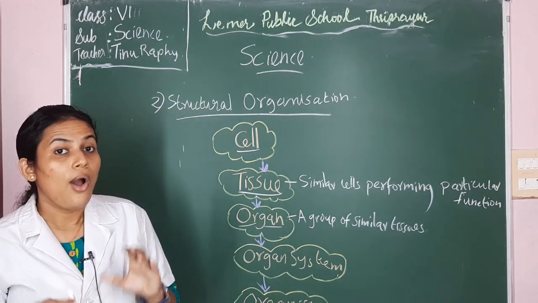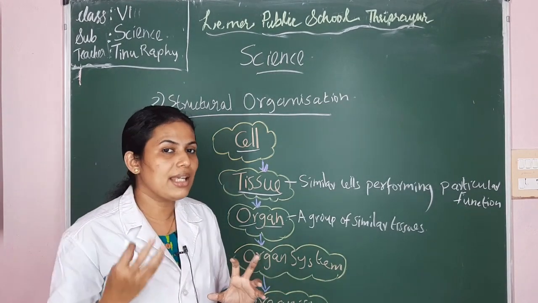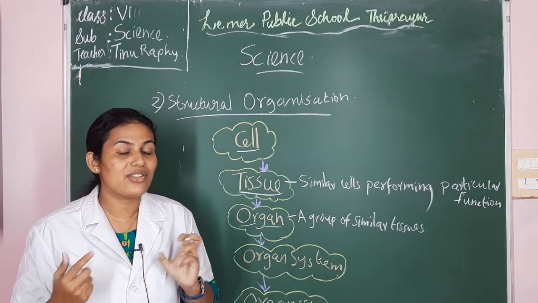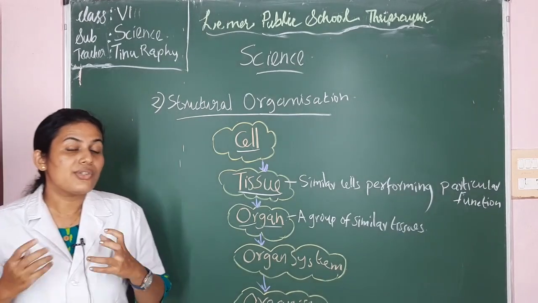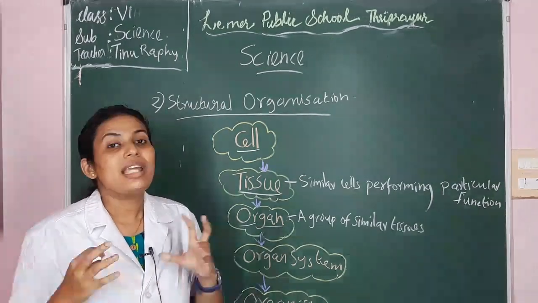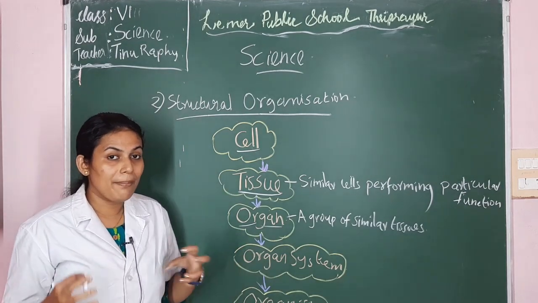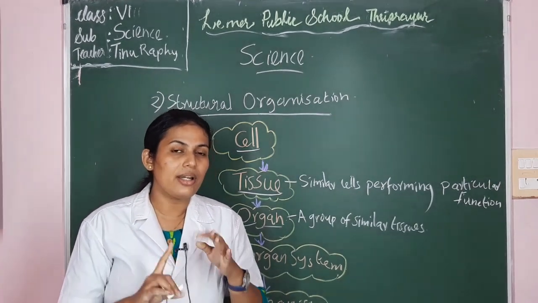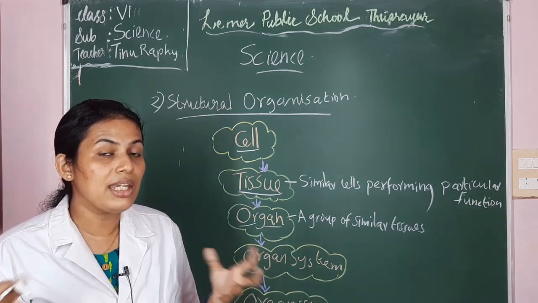Now the fourth level of organization is the organ system. For easy understanding, I will give an example. We know that the mouth, esophagus, stomach, intestine, etc. are different organs which perform a similar function, and together they form the digestive system, isn't it? That is what an organ system is. A group of organs performing a particular function, coordinating with each other, is called an organ system. All those organs coordinate themselves in order to perform digestion. That is the digestive system.